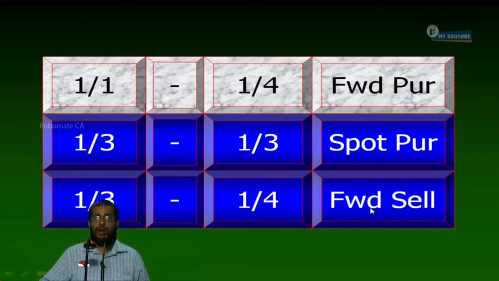Why did I go for this forward sell? Because the dollar that is bought through the forward purchase can be immediately sold using a forward sell. On 1/4 I purchase dollars from the bank as well as sell dollars to the bank, which is a counter transaction. Everybody following or not?